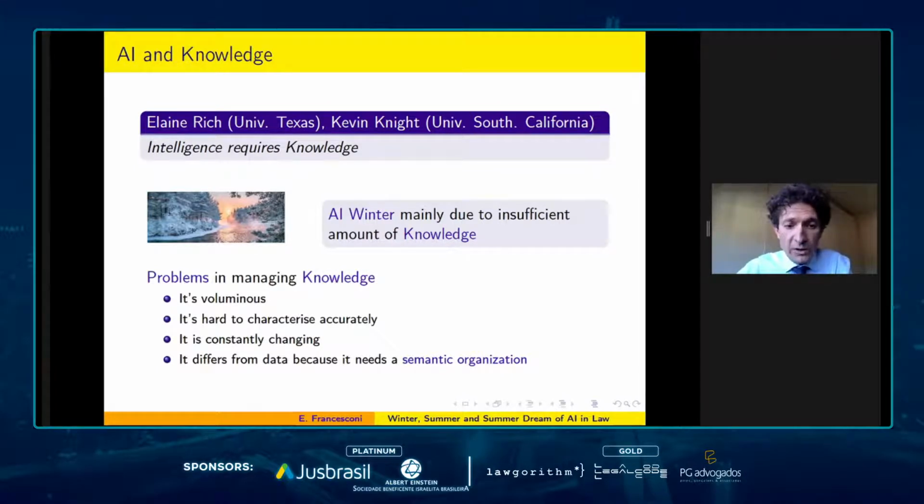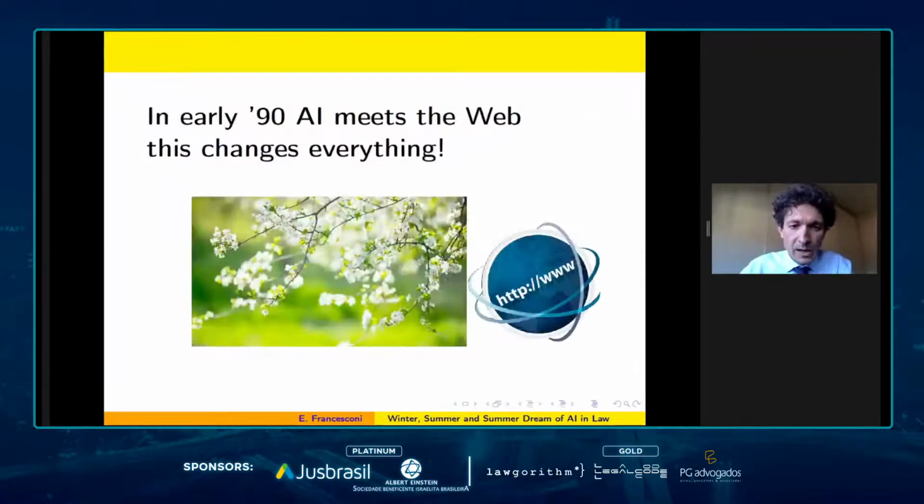Now, managing knowledge poses some problems. It is voluminous, it is hard to characterize accurately, it is constantly changing, and it differs from data because it needs a semantic organization. But in the early 90s, AI met the web, and this changed everything.